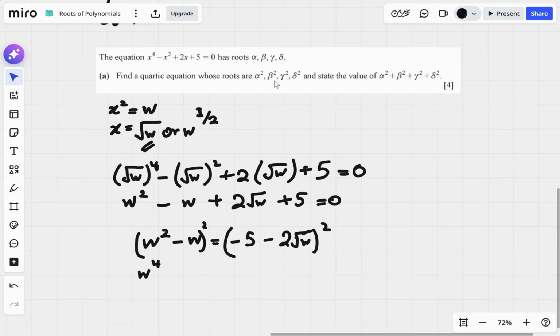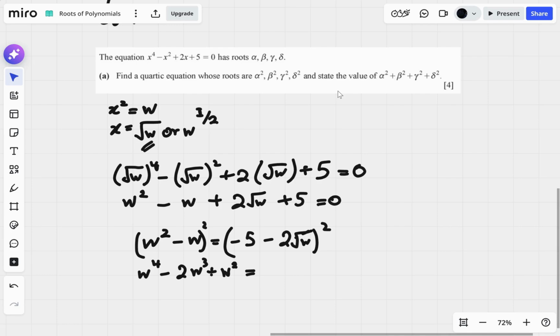W power 4 minus 2w squared, and w becomes w cubed, and then it is going to be plus w squared. Okay, w squared. Let's fix that. And the other side is going to be, we can take the negative common so that just cancels out because it is a square. Minus 1 squared is 1. So we can consider this as 5 plus 2 under root w.